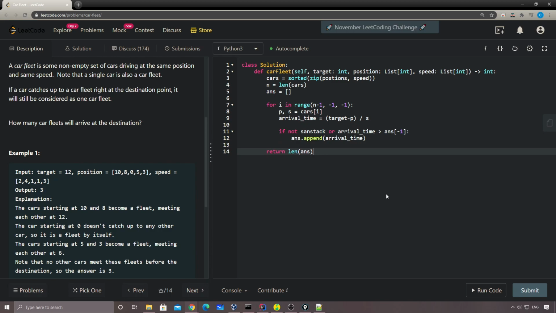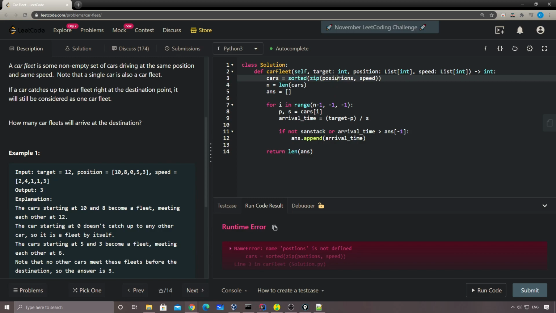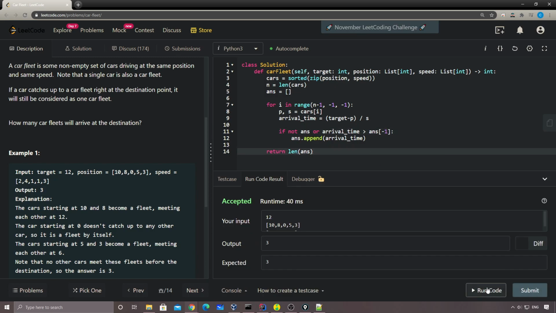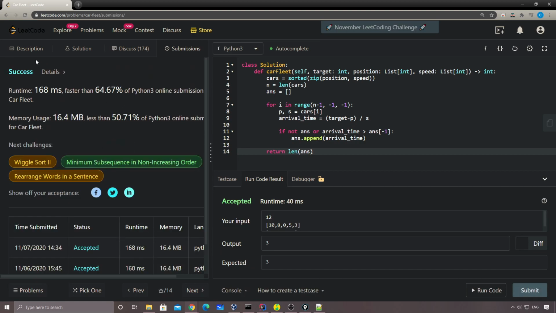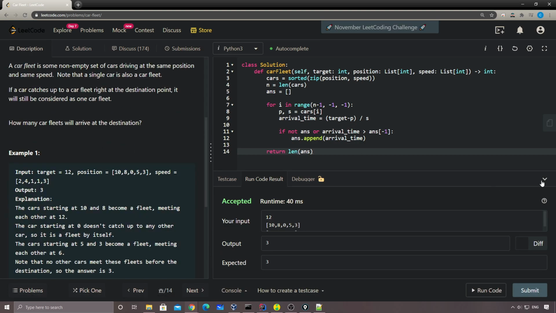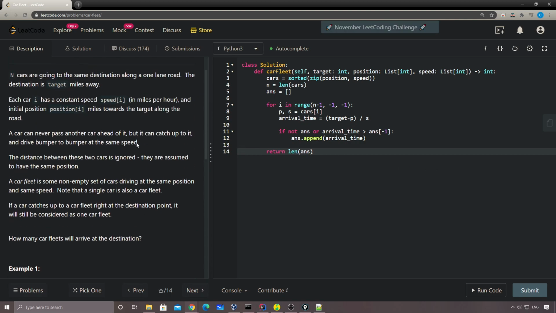Yep. So that's it. I think that should work. Position, positions. Okay, some typos here. Position. Okay. All right, accepted. Submit. Cool. Yep, that's it. I think this one is pretty straightforward, right?